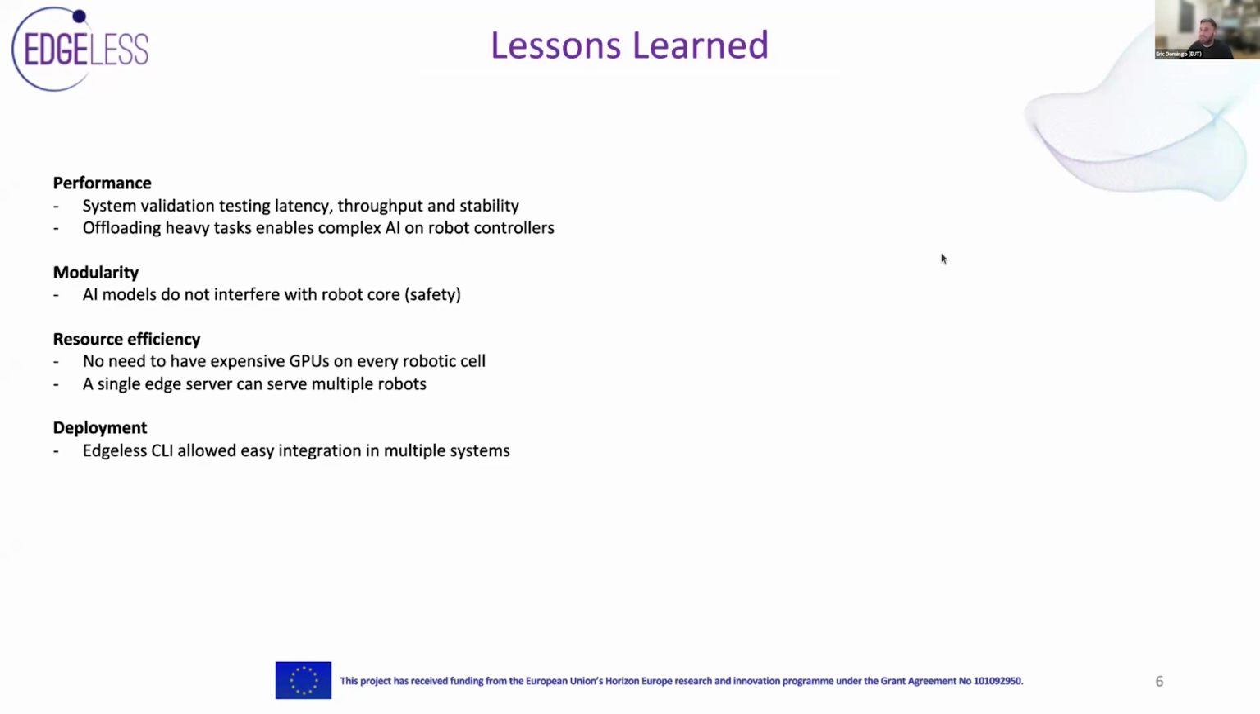And this way we can give the robots just the work related to safety and robot commands. Also, by applying this architecture, we don't need expensive GPUs on every robot cell. With a single edge server, we can serve multiple robots. And all this system has been very easy to integrate in multiple robots and systems. And that's it for my side.